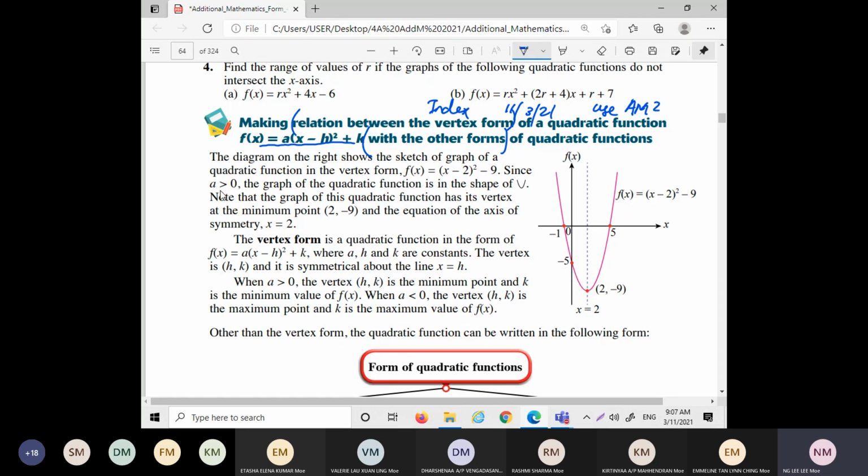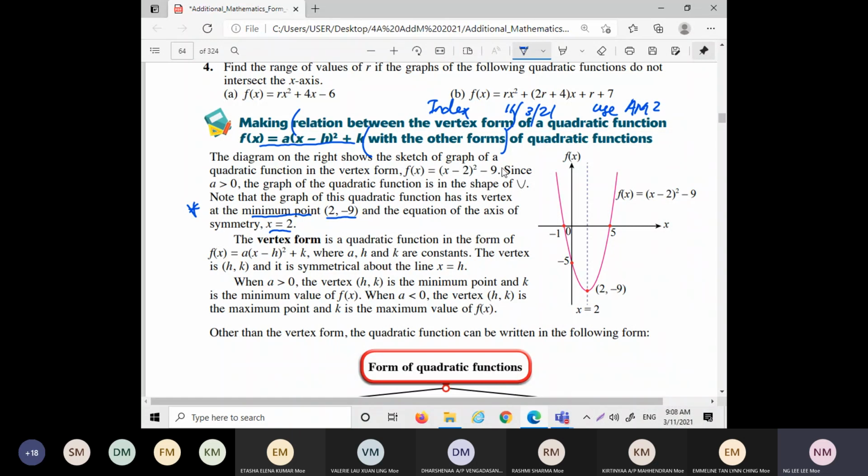Since a is positive, a smiling face, the graph of the quadratic function is in the shape of a U. Note that the graph of this quadratic function has its vertex at the minimum point (2, -9), and the equation of the axis of symmetry is x equals 2. Minimum point, because it is a smiling face. You have to know this, it always comes out in Paper 1.